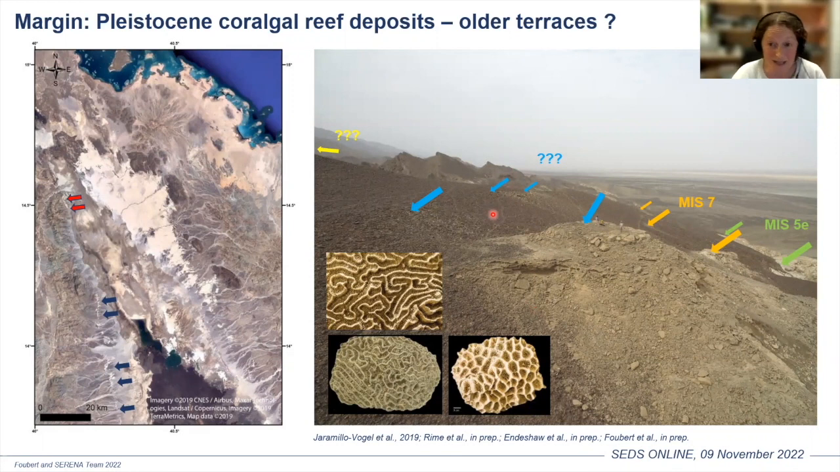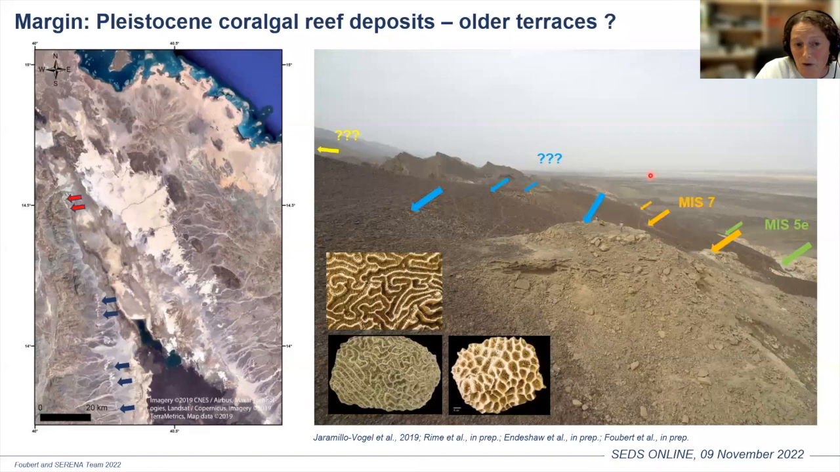On top of this, we see that the coralgal reef terraces are disentangled completely due to the tectonic uplift in the northern part. This was not the case in the southern part. There you have everything in stratigraphic correct order, one reef on top of the other reef. This is not the case in the north, where you have much more tectonic uplift. This results in older terraces, which we dated here, overlying younger terraces.